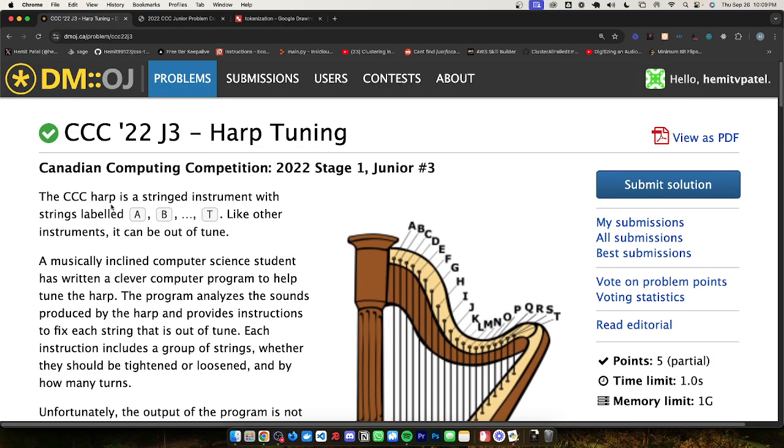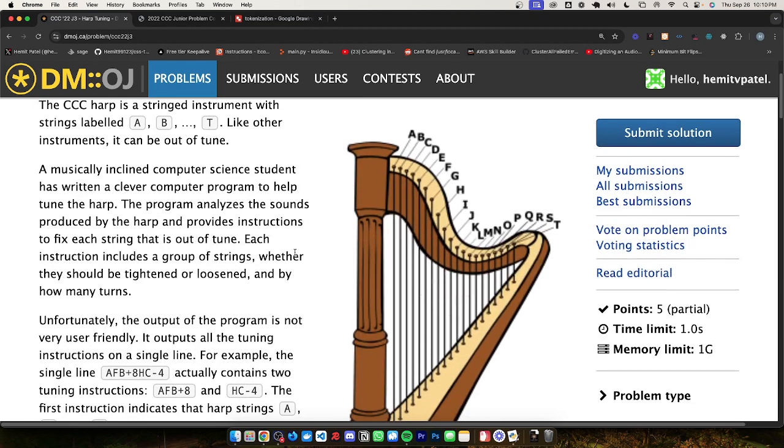The CCC harp is a stringed instrument with the strings labeled A, B to T. Like other instruments, it can be out of tune. A musically inclined computer science student has written a clever program to help tune the harps. The program analyzes the sounds produced by the harp and provides instructions to fix the strings that are out of tune. Each instruction includes a group of strings, whether they should be tightened or loosened, and by how many turns.